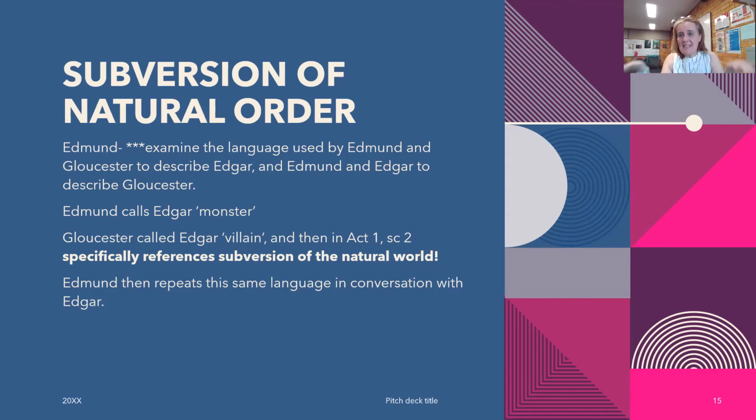Now, Edmund is almost the embodiment of the subversion of natural order, because he commands so much more power than his name, than his position should allow him. He's smart and capable and resourceful, despite the fact he's a bastard. He's desperate to overcome the illegitimacy that's sort of landed on him, and is really goal-oriented in doing that.